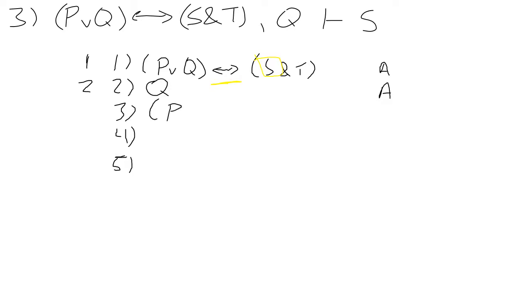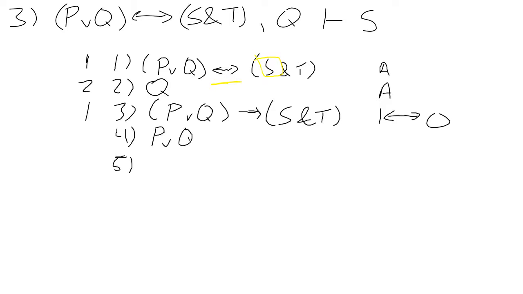So let's write our conditional statement from 1. Oops, not and. 1, double arrow out, 1. Now we can build our antecedent for our conditional in line 3 by doing P or Q. 2, wedge in.